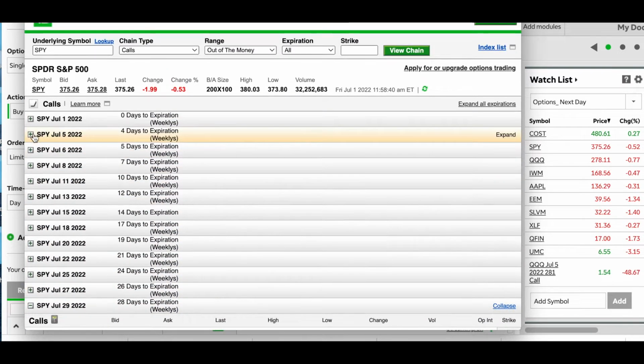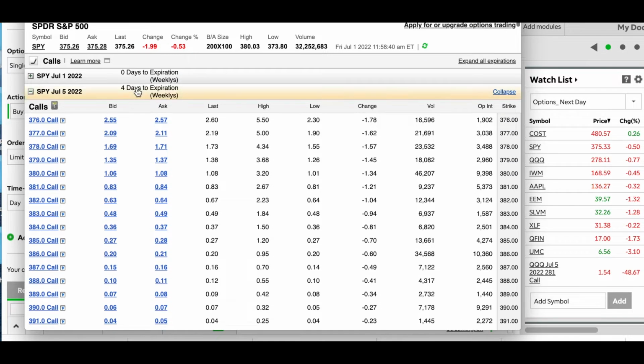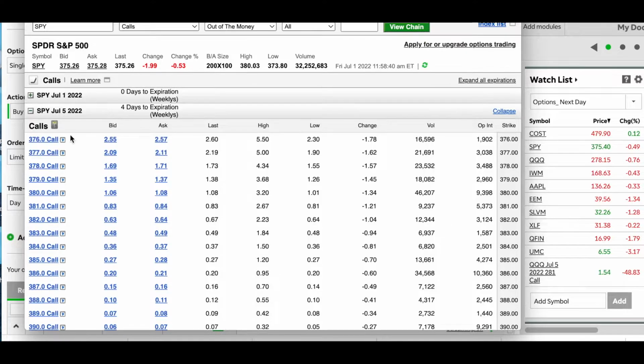And then of course, 4 days out, much cheaper, because there's less time for these calls to actually make it in the money. If a call hits the expiration date and is not in the money, it is then worthless. So let's buy a call option right now that's just out of the money for around $257.